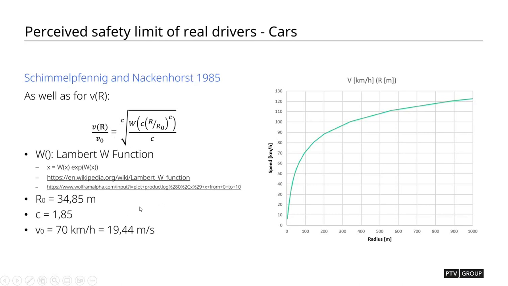It's not there by default in Excel, but Wolfram Alpha, for example, can do it. And you will later see it's not relevant, because we have an even more complicated form, since if you want to consider cross slope in this function, then it's not possible at all to have a closed analytical formulation of speed depending on radius. And I will later show you what can be done in this case.